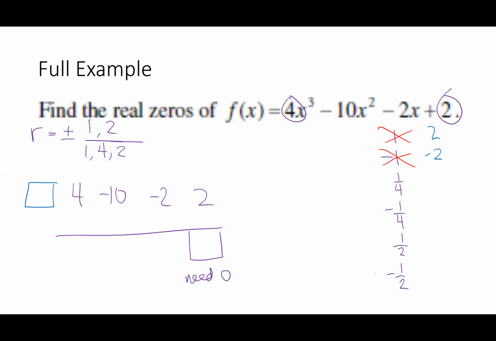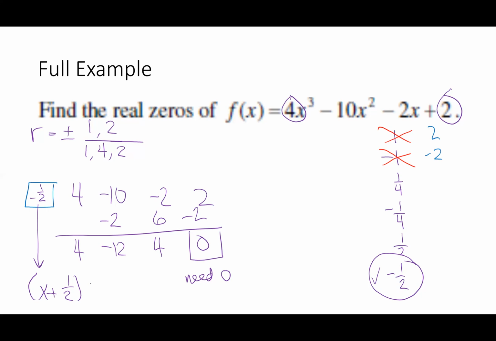Now, let's try negative 1/2. Why not? Okay, so I drag the 4 down. 4 times negative 1/2, that's negative 2. So I get negative 12, 6, 4, negative 2. Oh, yes. Yes, yes! We've got one. That's huge. So now I know that one of the factors is going to be x plus 1/2 because I put negative 1/2 in the box.